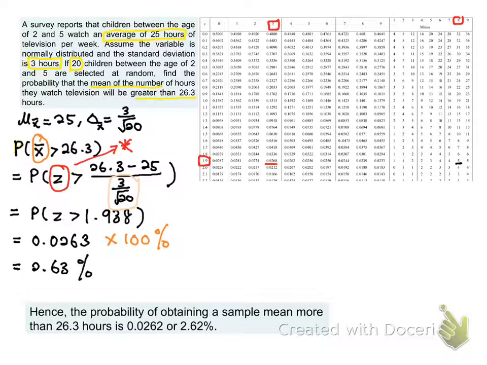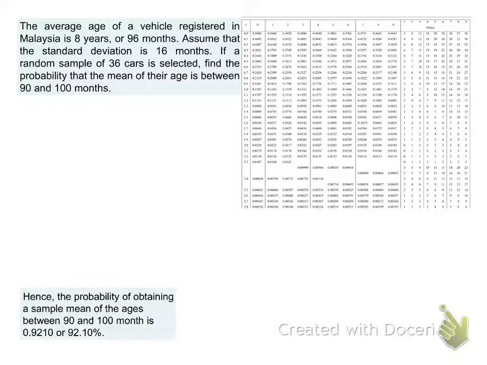Okay, are you ready? This is the next example, given from your slides as well. Now we have to find the probability between 90 and 100. Am I right? It's between. The age is between 90 and 100. This one is 8 years, or 96 months, but we are using months because the standard deviation is also given, 16 months.